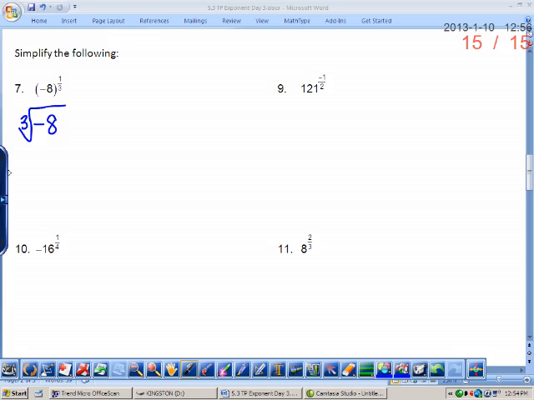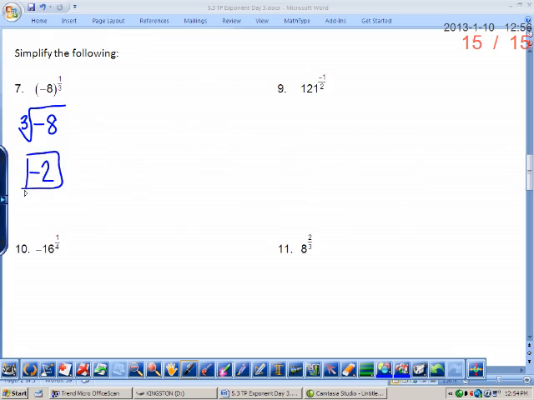Odd roots of a negative number. R-O-O-T. It's R-O-U-T. Route. And it has... Okay, what is the cube root of negative 8? Negative 2.